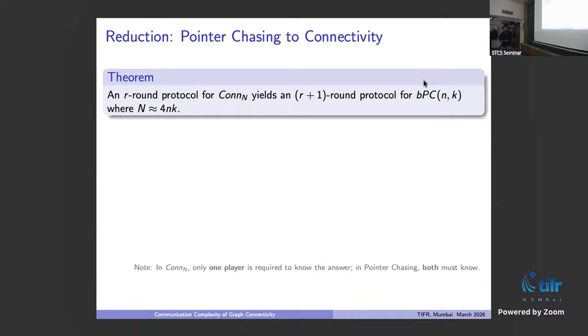But there's a blow up in the number of vertices of the graph. The number of vertices on which you need to solve connectivity is like n times k.